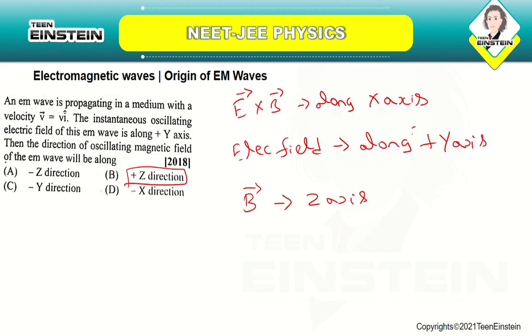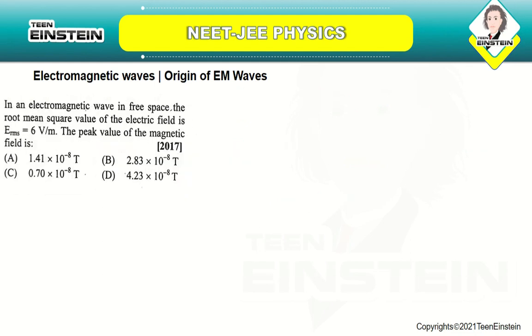So it's just a direction of propagation of an electromagnetic wave along the E cross B. Here they have given you the wave velocity Vi, that is E cross B, is along the x axis, and the electric field is along the y axis. So according to the vector product rule, the magnetic field B will be along the z axis. So the correct answer is option number B. Okay, let us now move on to the next question.